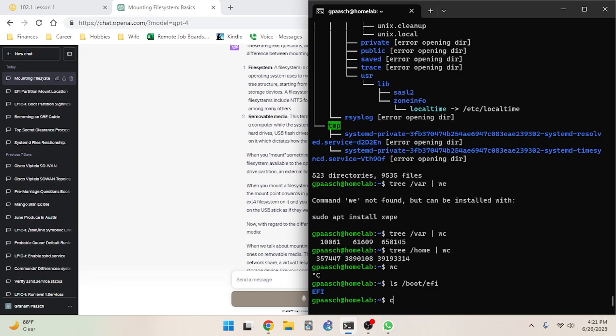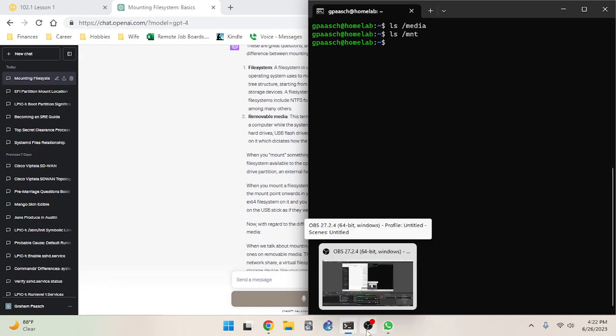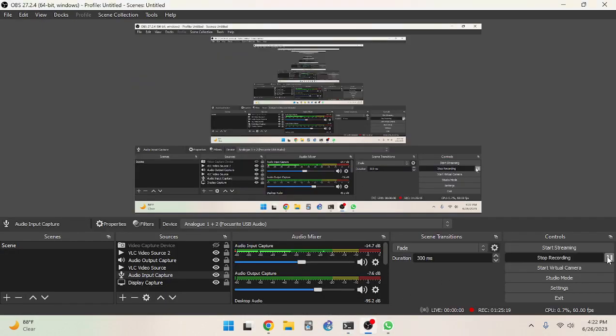Okay, so I think that's fine. Let's take a look at the files in both directories. So in media, we don't have anything in there. That makes sense. There's no USB or anything plugged in. Let's take a look at mount. Nothing in there either. I'm kind of tempted to just go plug a USB drive in there, and I'll be right back.